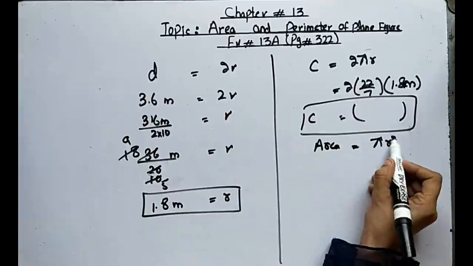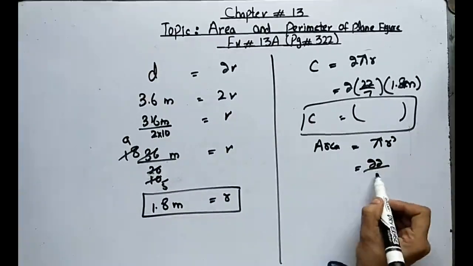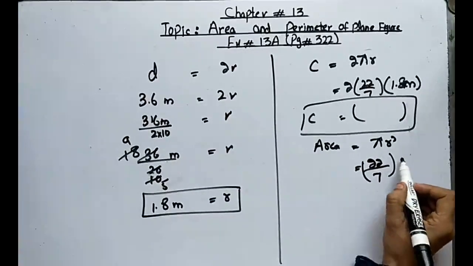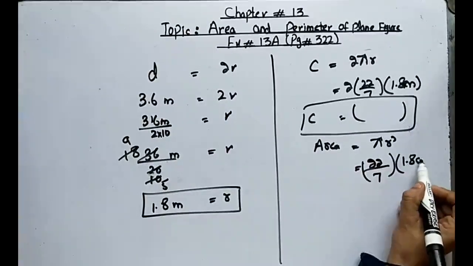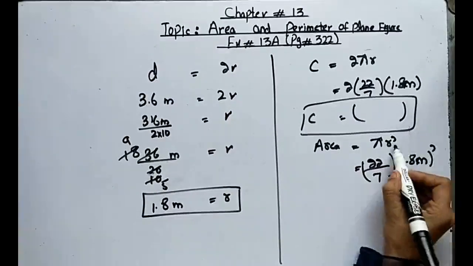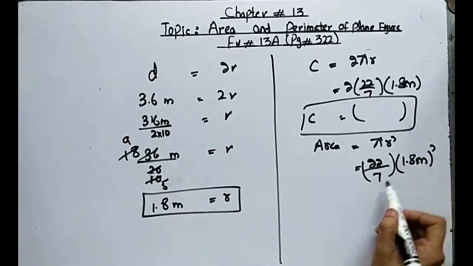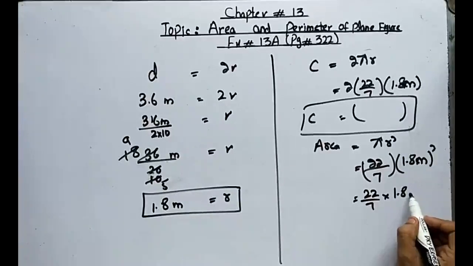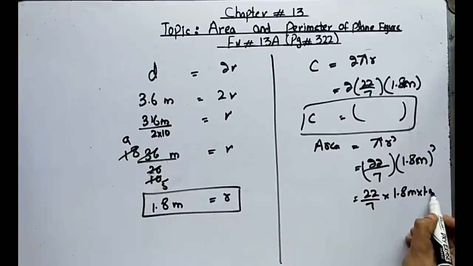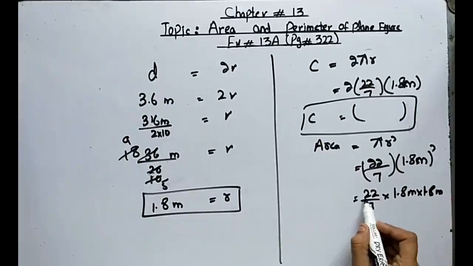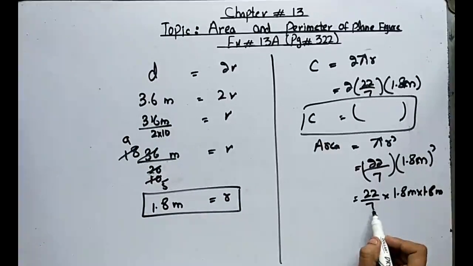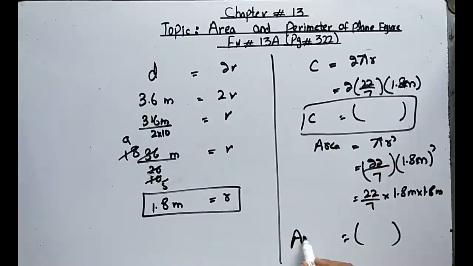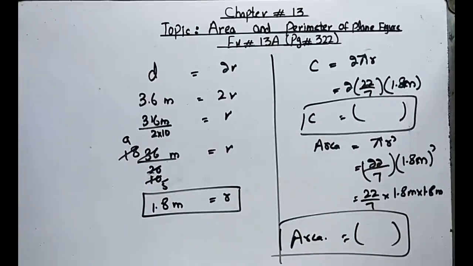Area, formula pi r square. So the value of pi is equal to 22/7 and r is 1.8 meter square. R square means we will write here square. So 22/7 multiply 1.8 meter multiply 1.8 meter. We will multiply 2 times. Multiply all the numbers and then divide by 7. Then you will get the area. Got it, beta? Okay, similarly next C and D parts you will do and then fill this table.